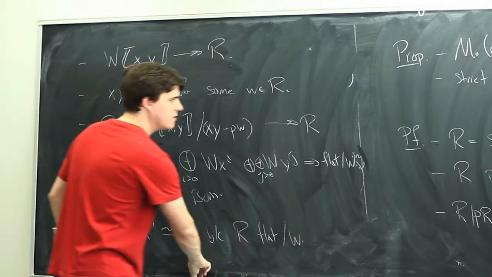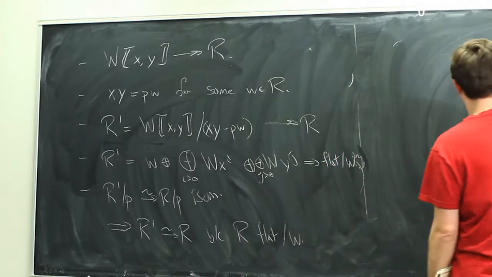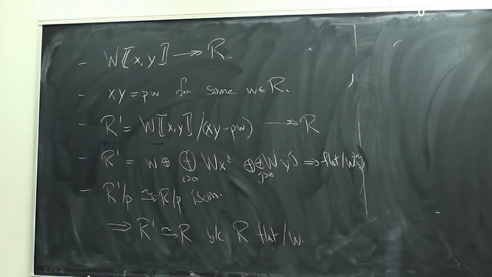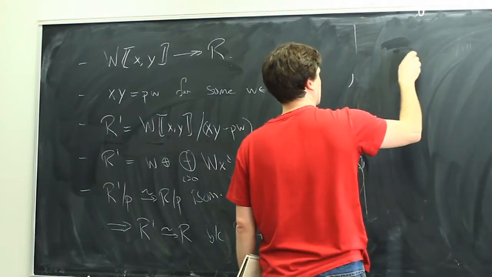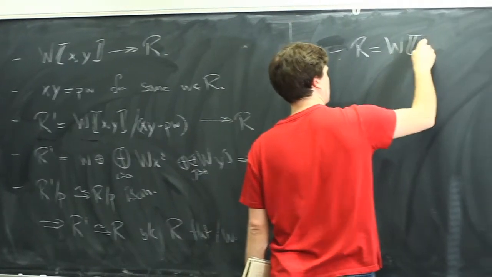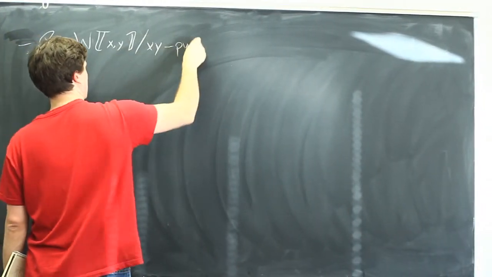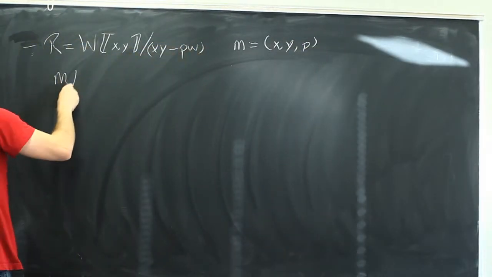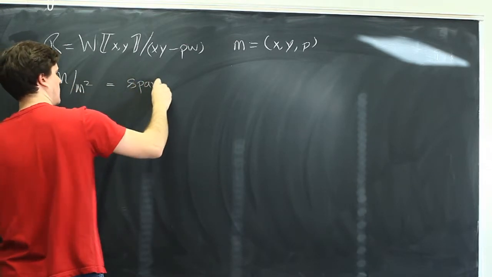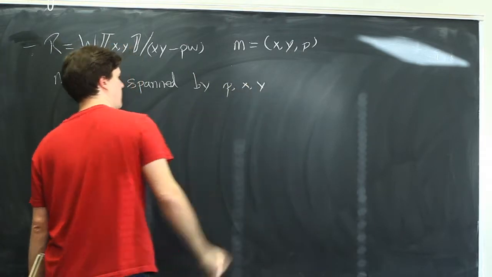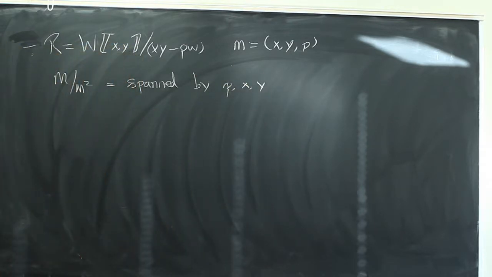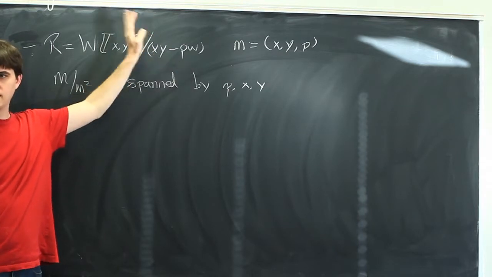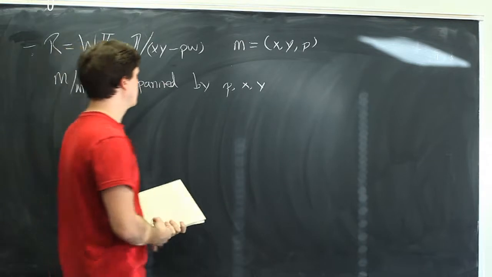Okay, well, we still have this matter of W. I'm basically saying that you can take W equal to 1. So we need to prove that. So that's where regularity comes in. So R is this quotient. The maximal ideal is (x, y, p). And so if I look at m mod m squared, this is spanned by p and x and y. So it's the vector space spanned by these things. And then the only relation is the one coming from the ideal, that xy is equal to pw. But xy is already zero because it's in m squared. So all we're doing is killing pw.